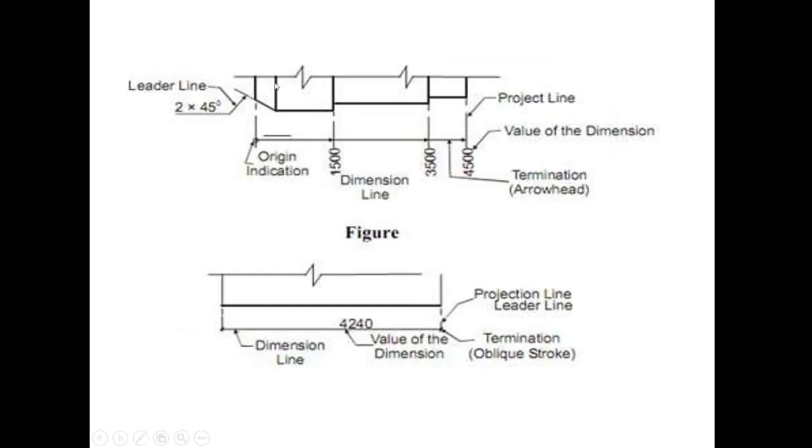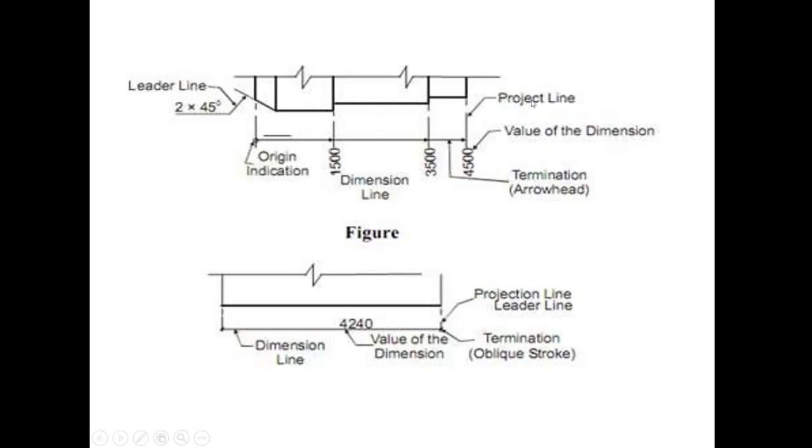The first rule was the dimension should be given by taking the reference of the visible outline. It should not be away from the figure, object or the section. Now the dimension should not be in a number of units. It should be in a single unit, and the unit should not be mentioned in the figure.